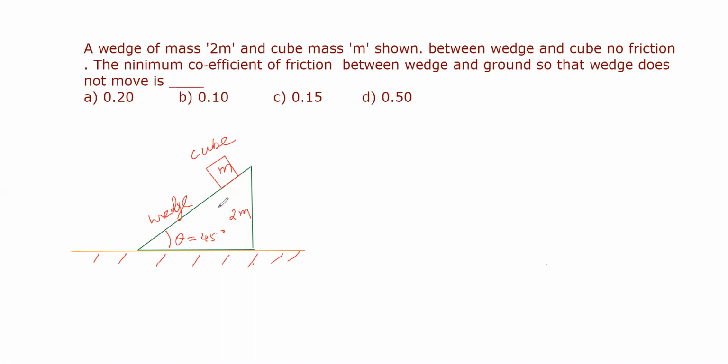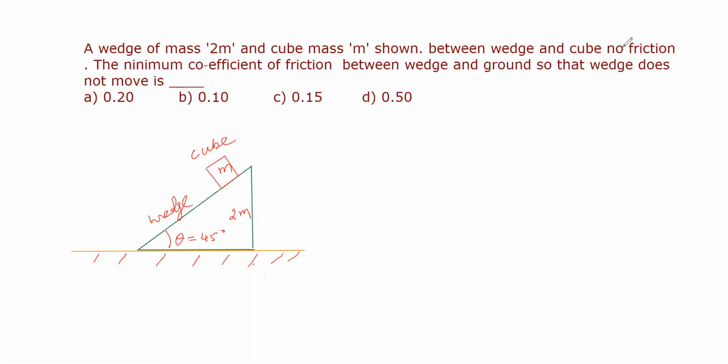Now we have to find: between the cube and the wedge, no friction is there. The wedge mass 2m is given, the cube mass m is given. The angle of the wedge is 45 degrees with the horizontal, and the ground is there. Between the ground and the wedge, there is friction. We have to find the minimum coefficient of friction required so that the wedge does not move.